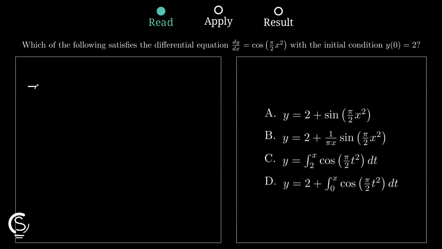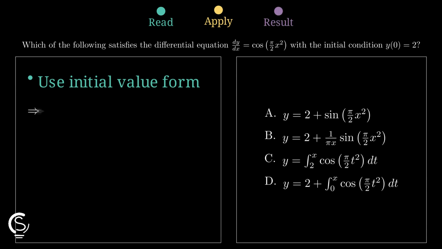If dy over dx equals that cosine expression and y at 0 is 2, then the solution looks like 2 plus an integral starting at 0. Integrate the derivative correctly. y equals the starting value plus the integral from 0 to x of cosine of pi over 2 times t squared dt, which builds in y of 0.